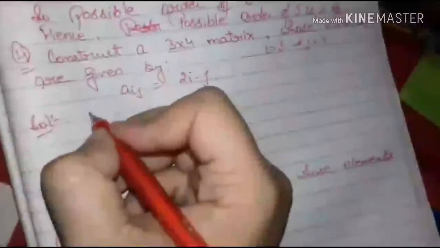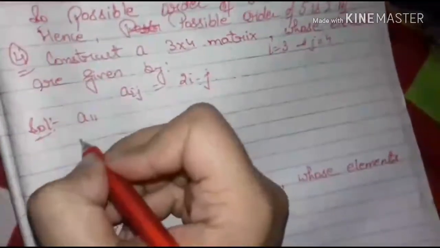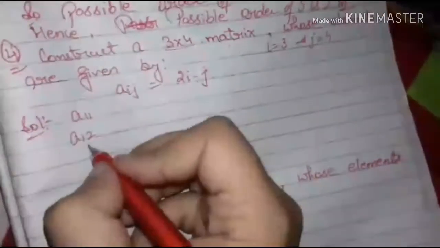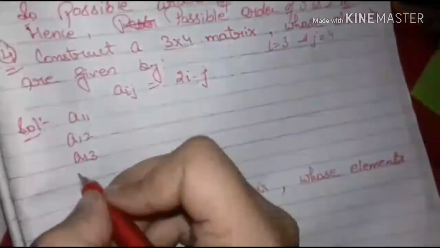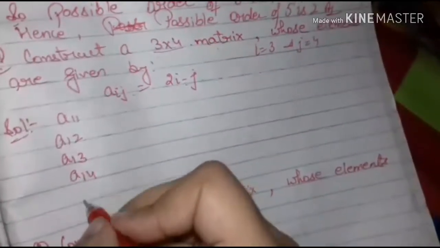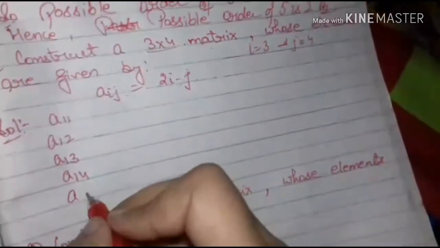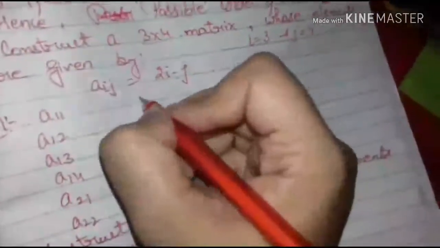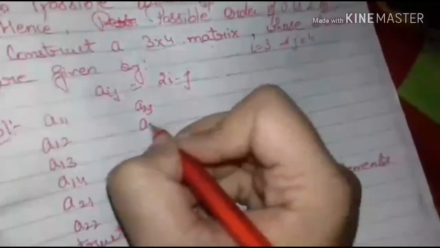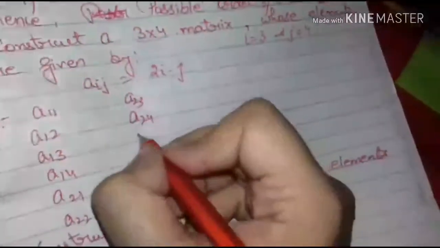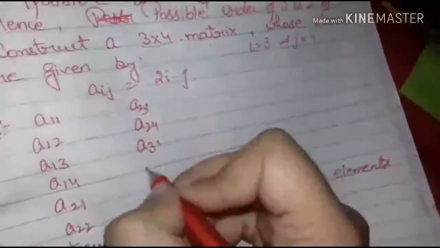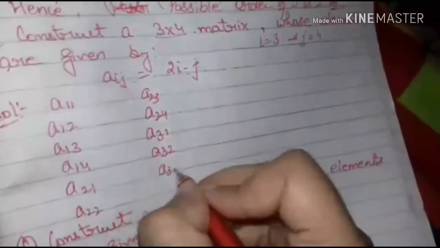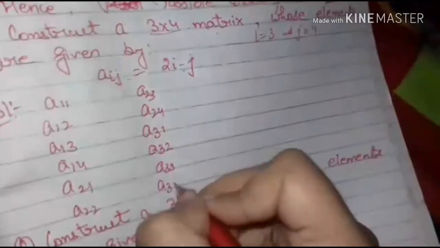So let's start with A11, A12, A13, A14, A21, A22, A23, A24, A31, A32, A33, A34.